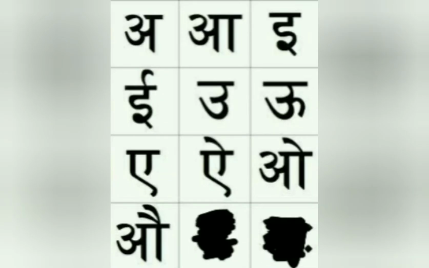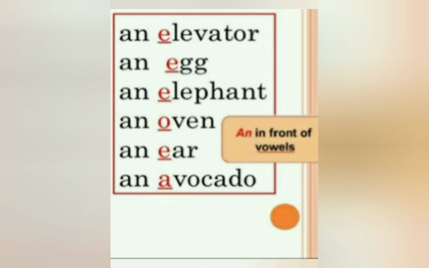To understand better, let's take a little help from Hindi. You can see the swar of Hindi in front of you. These are a, i, o, u, a, o. That means if the pronunciation of a singular noun starts with these, then your singular noun will have an in front of it. Let's see a few more examples.